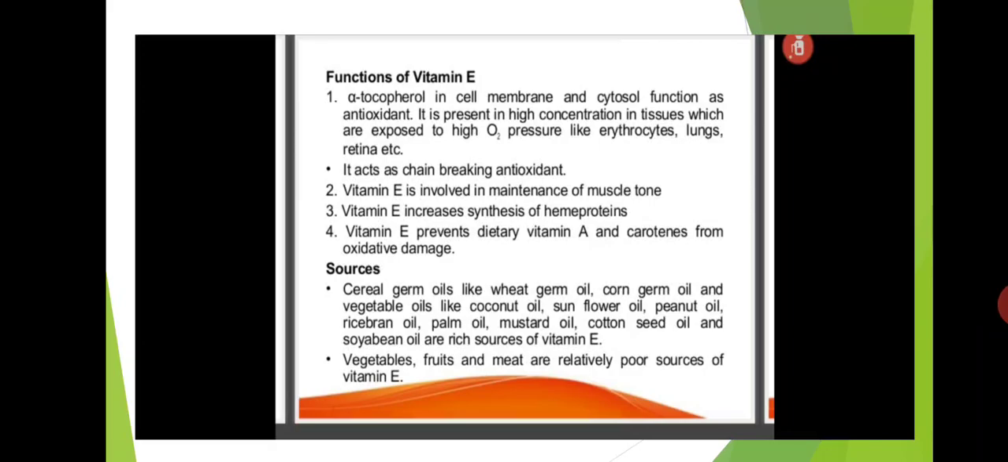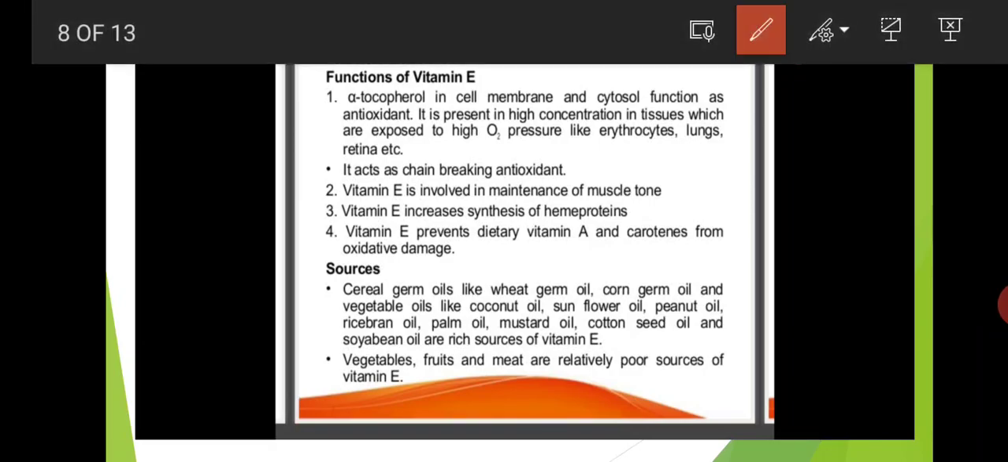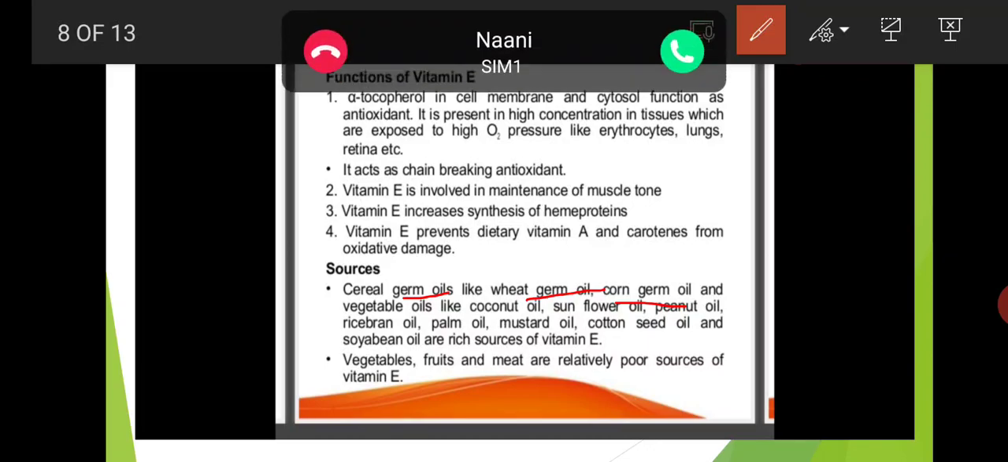Sources: cereals, germ oils like wheat germ oil, corn germ oil, and vegetable oils like coconut oil, sunflower oil, peanut oil, rice bran oil, palm oil, mustard oil, cottonseed oil, and soybean oil are rich sources of vitamin E. Almost all oils have vitamin E.